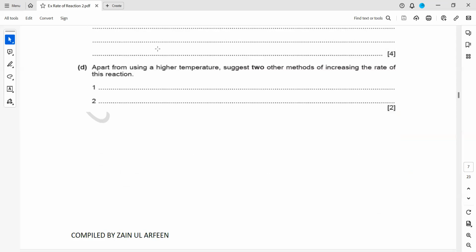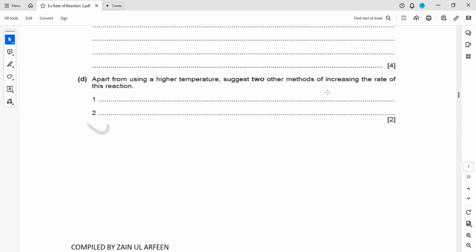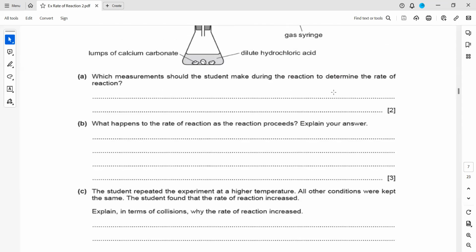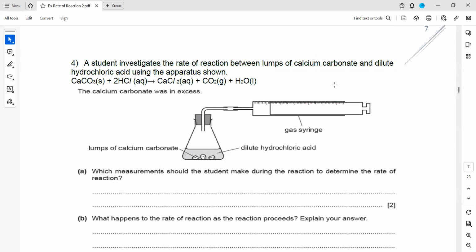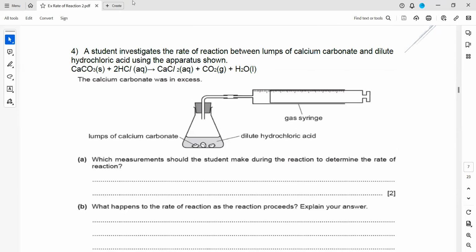Apart from using a high temperature, suggest two methods of increasing a rate. We can increase the rate by increasing the temperature, that is one method, or one way. What else can I do to increase the rate? How can I increase the rate of this reaction? How can the rate be increased?